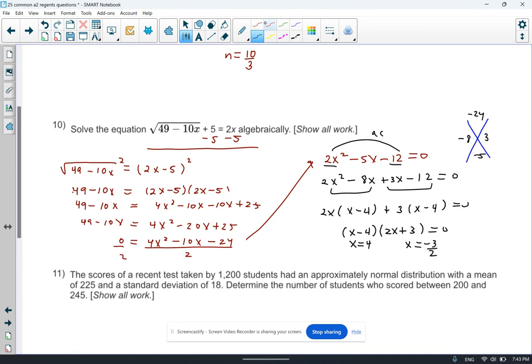Now, I've done this problem earlier today, so when I check my answer, the 4 works, and the negative 3/2 does not work. It's called an extraneous root if it doesn't work. In other words, you come up with a solution, but when you go back to check that solution, typically it doesn't work, and that's why it's considered extraneous. And so the answer to this particular problem is 4.